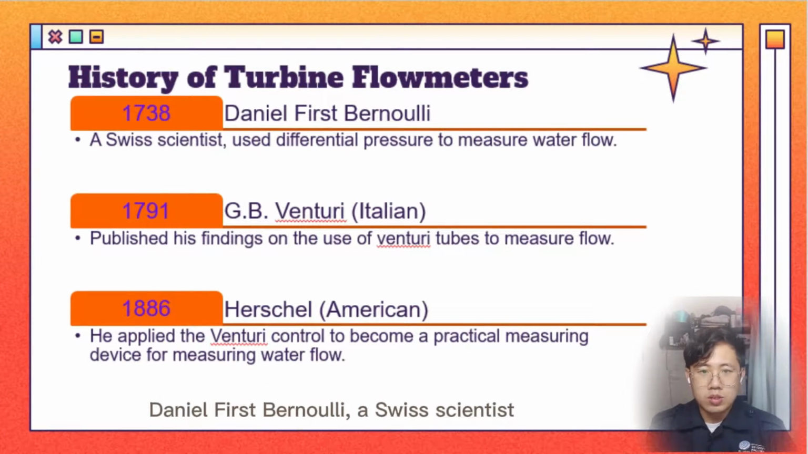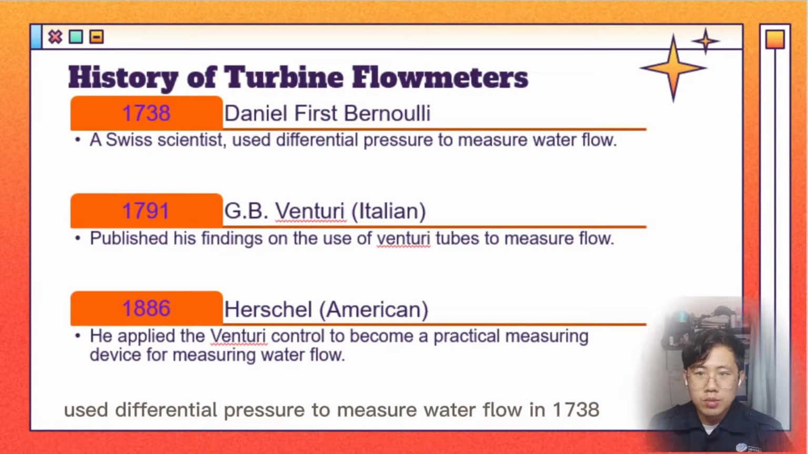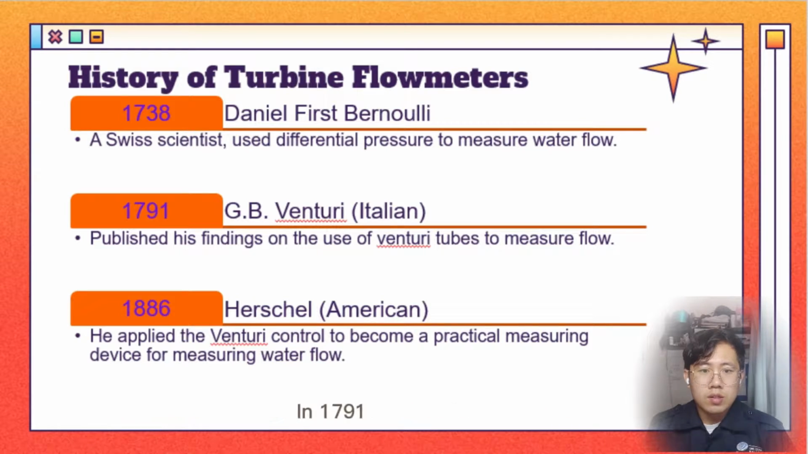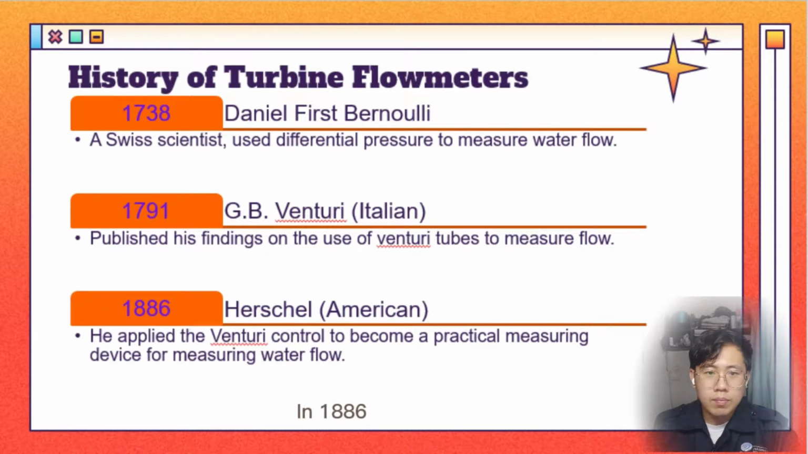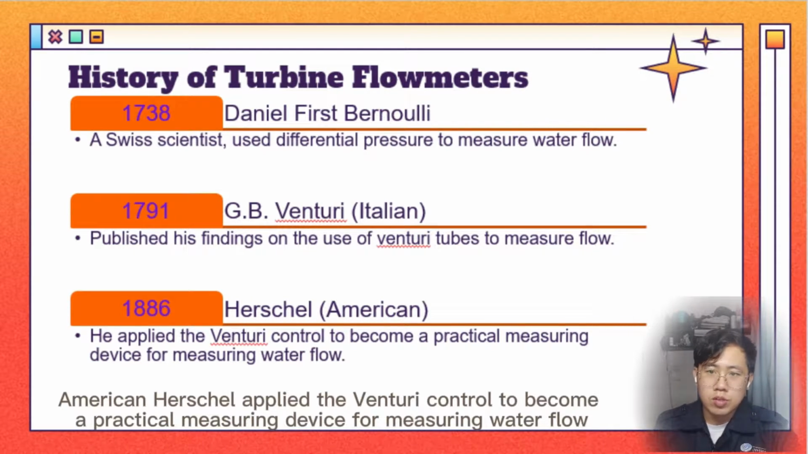Daniel Bernoulli, a Swiss scientist, first used differential pressure to measure water flow in 1738. In 1791, Italian G.B. Venturi published his findings on the use of the Venturi tube to measure flow. In 1886, American Herschel applied the Venturi tube as a practical device for measuring water flow.